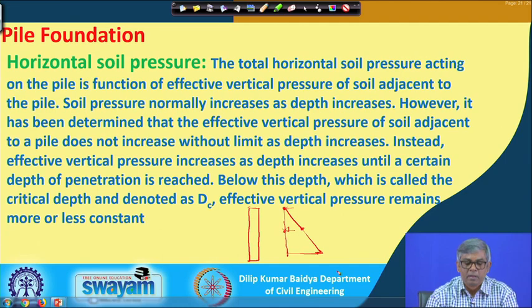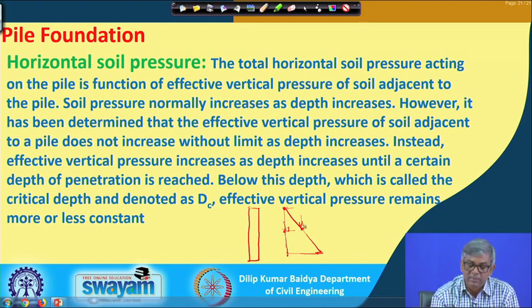But for the calculation of unit skin friction, we will not consider this concept. You can see that the total horizontal soil pressure acting on the pile is a function of the effective vertical pressure of the soil adjacent to the pile. So, that means the horizontal or lateral pressure depends on the effective vertical pressure, that I have already told you.